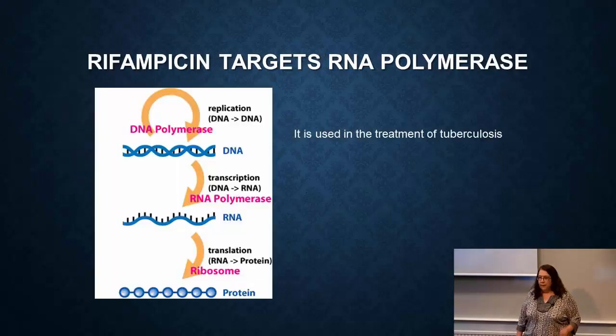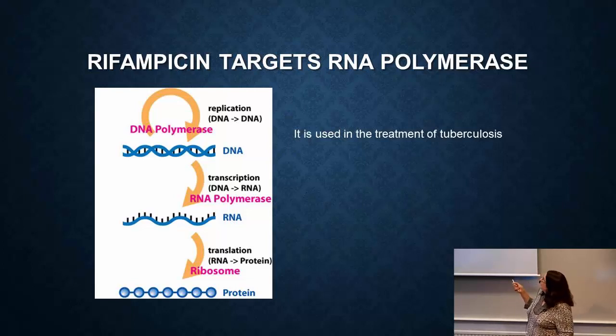Okay, so I'm going to move on to the next target. And that's the next step of this process. So we have DNA. DNA has to be replicated. And the fluoroquinolones attack that process. The next step is that RNA polymerase needs to transcribe RNA, messenger RNA, from the DNA.